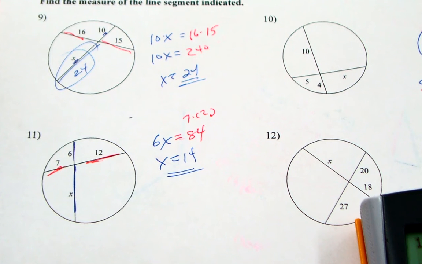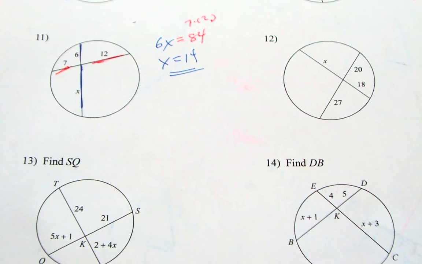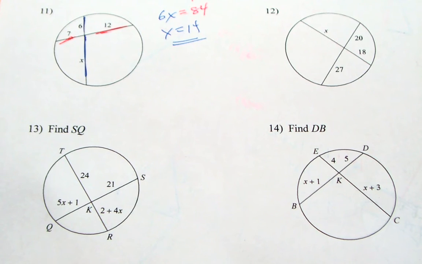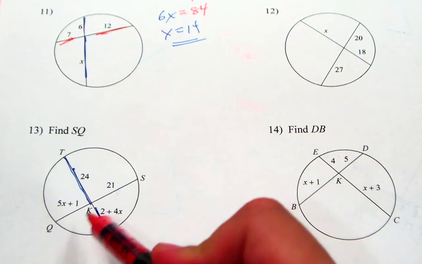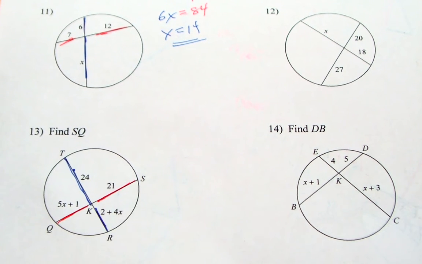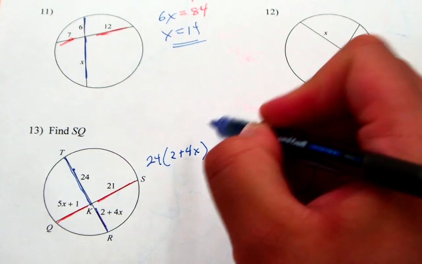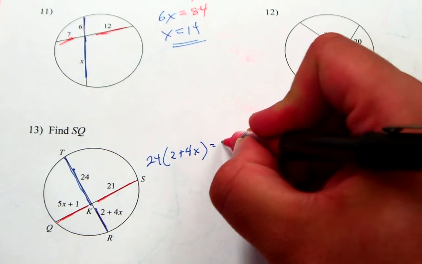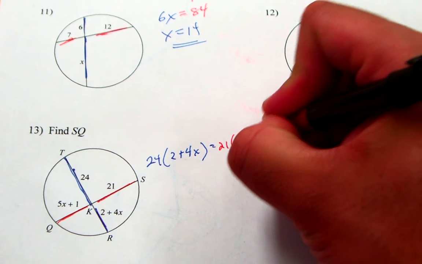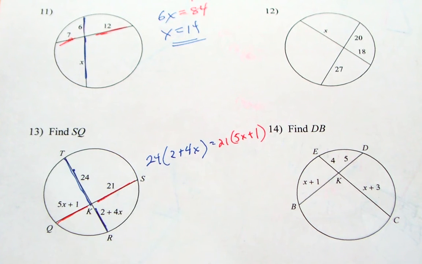Now, the last example I'm going to show you is a little more complicated. We've got to find the length of segment SQ, and we've got to do so using a little bit more algebra. So we're going to do two of these, actually. Number 13 says, find SQ. Well, once again, the same principle holds true. 24 times this is going to equal the same amount as 5x plus 1 times 21. So 24 times 2 plus 4x is equal to 21 times 5x plus 1. So this is simply applying the same concept here in a little more algebraic context.